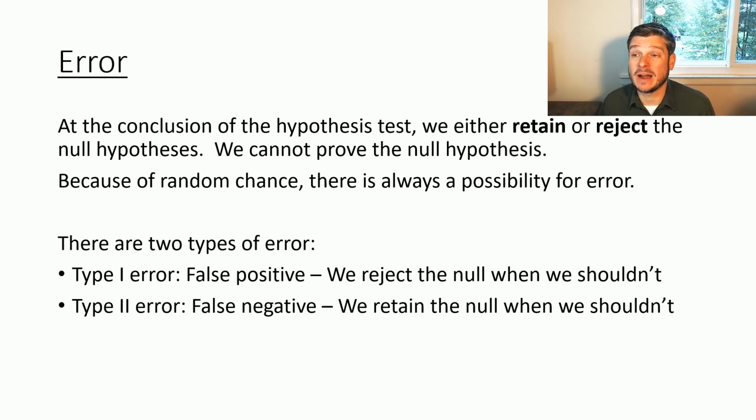The other type of error would be a false negative. This is when we retained the null, but we shouldn't. This means the data we collected was close to what we assumed with the null, even though most of the data would have been outside. So we have the false positive and the false negative.